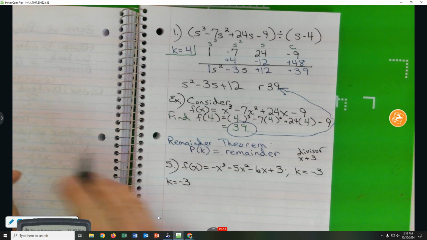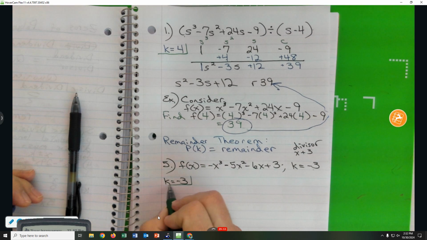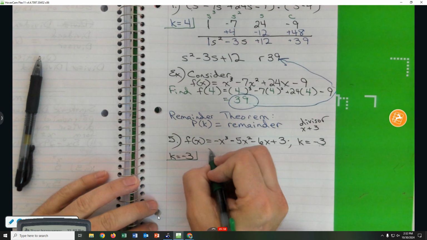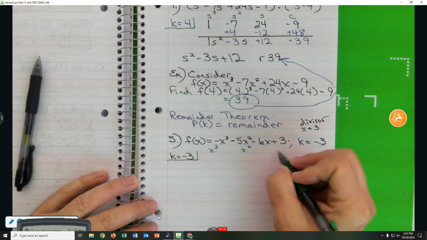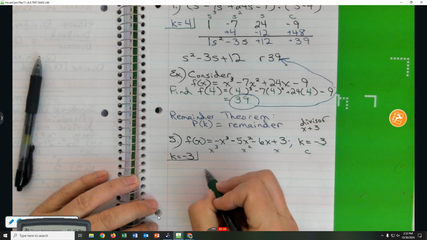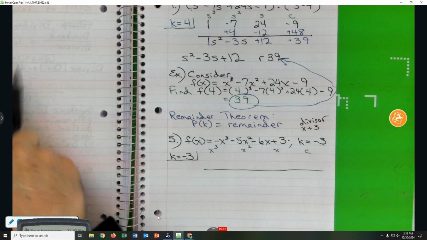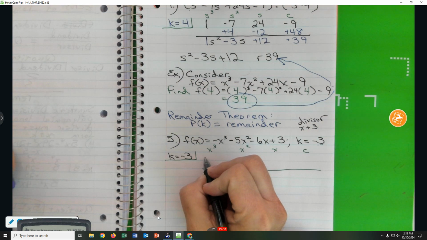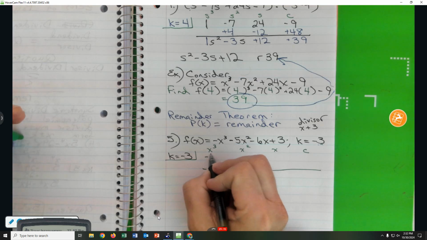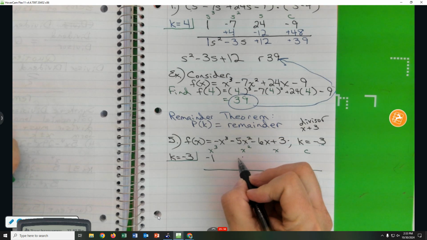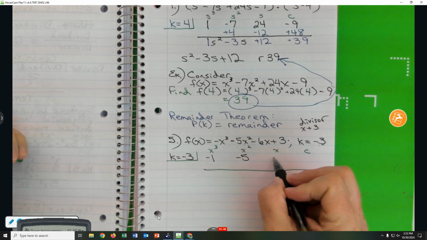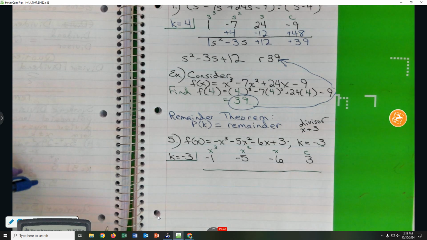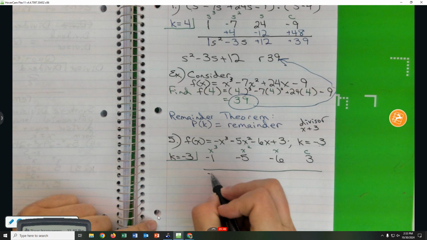Let's set up the synthetic division algorithm. Our k value is negative 3. We have an x cubed, an x squared, an x, and a constant. Y'all call out the numbers going across here. Negative 1 here. I agree here. And what do we do now? Okay, bring down the negative 1.